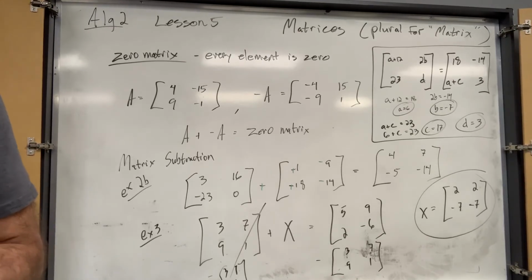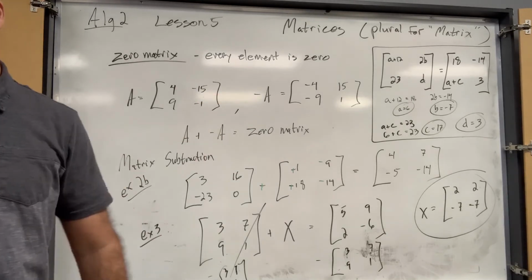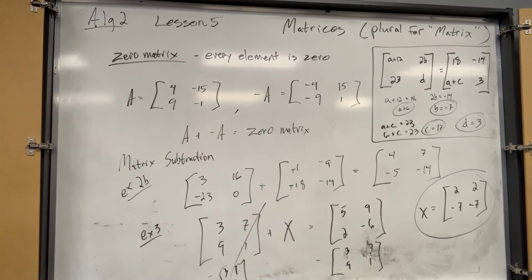Okay, the only other one is scalar multiplication. So you can double each one. You're just basically doubling each one.